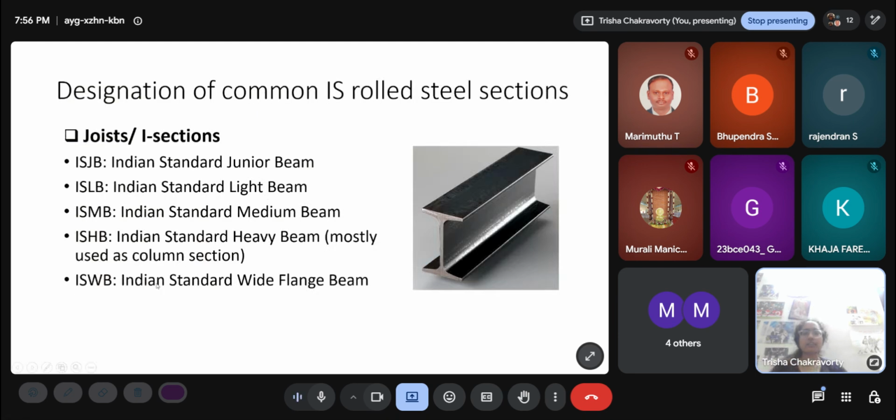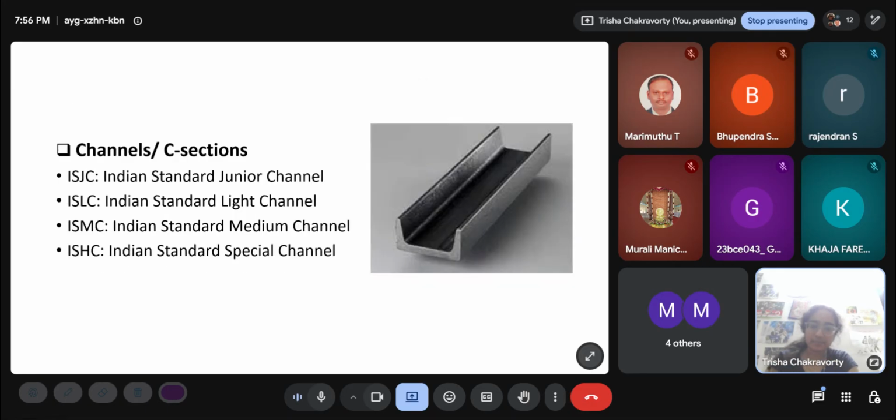Designation of common IS rolled steel sections, joists or I sections. ISJB is Indian Standard Junior Beam. ISLB is Indian Standard Light Beam. ISMB is very common, the most common I think, Indian Standard Medium Beam. Then Indian Standard Heavy Beam, ISHB, mostly used as a column section. And ISWB is Indian Standard Wide Flange Beam. All of these will be in SP6.